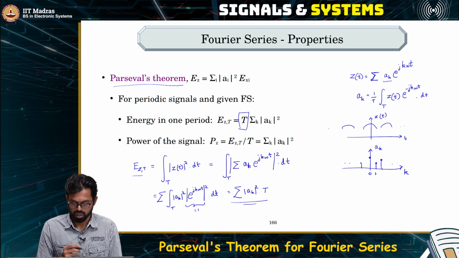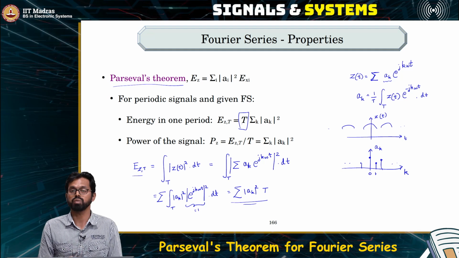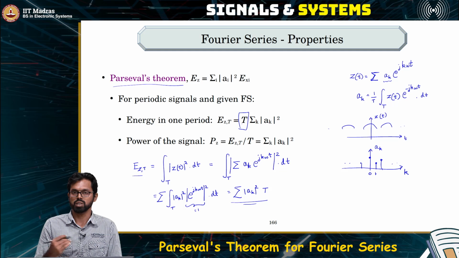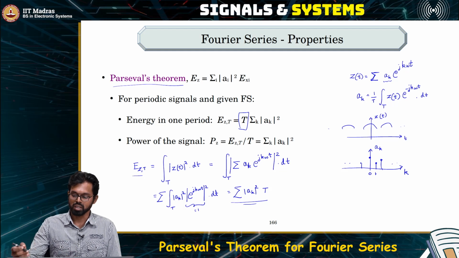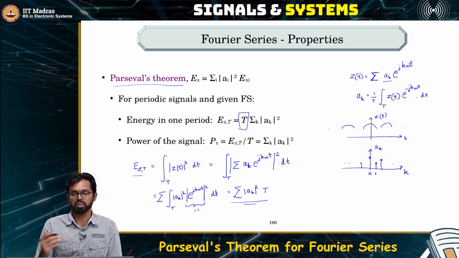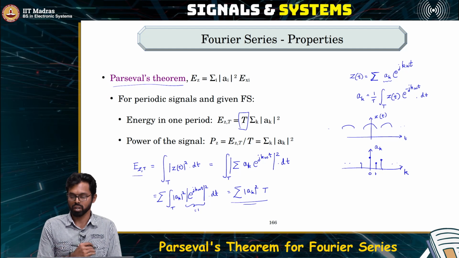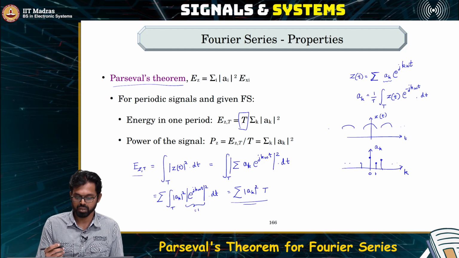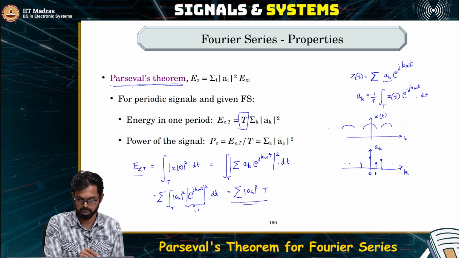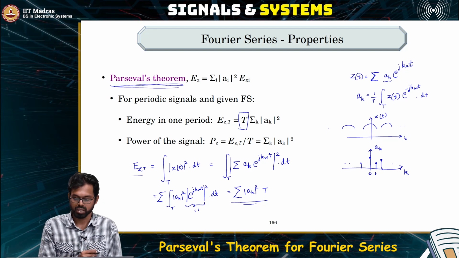So you get the Parseval's theorem relationship for Fourier series representation. That is, the choice of the basis here is the harmonics that we have chosen, harmonics of a fundamental frequency. So this gives us the Parseval's theorem for Fourier series representation of periodic signals.